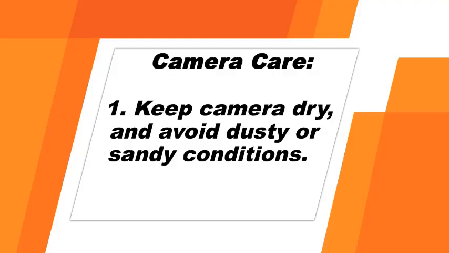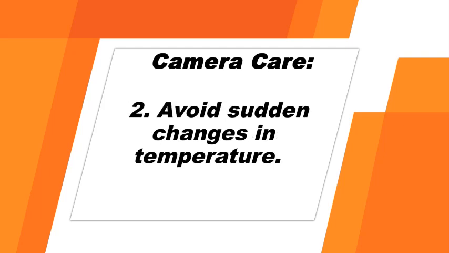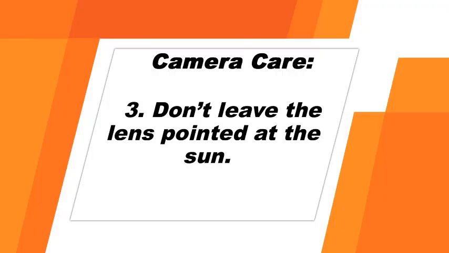When you're using the camera regularly, you'll want to protect it from several environmental elements that could cause damage. The camera should stay dry, and contact with dust or sand should be avoided. You'll also want to avoid subjecting the camera to sudden changes in temperature. If the camera is cold and it's suddenly brought into a warm environment, condensation or moisture can build up on the camera's internal components. Also, leaving the lens pointed at the sun will cause damage to the camera's image sensor.